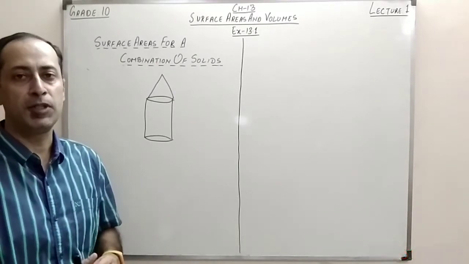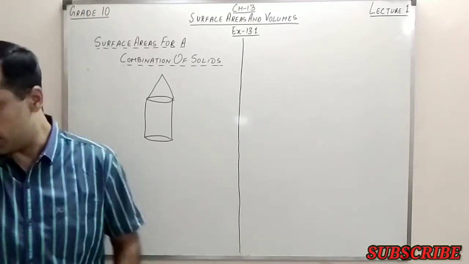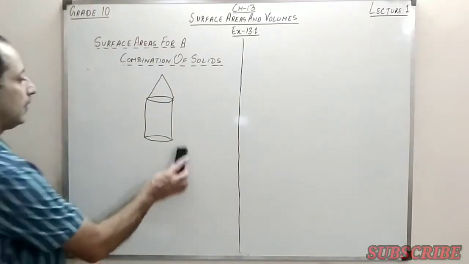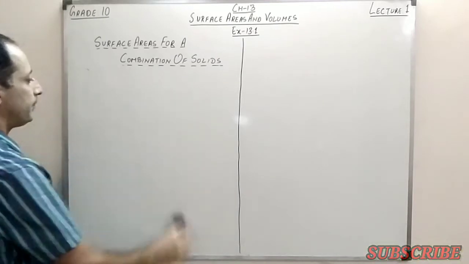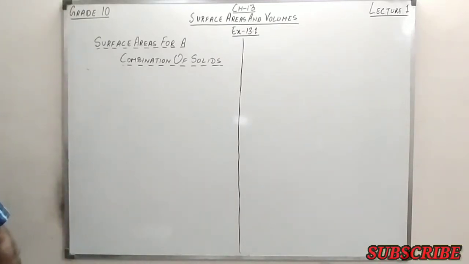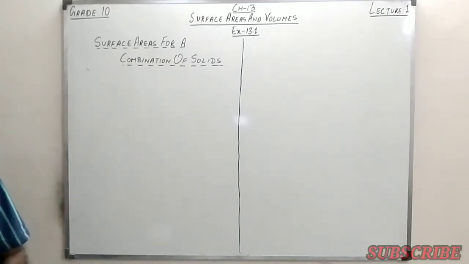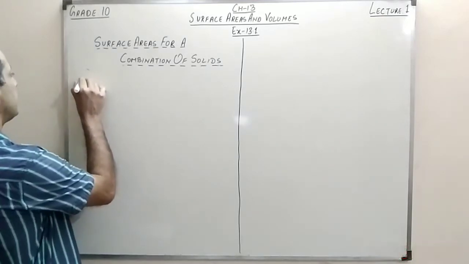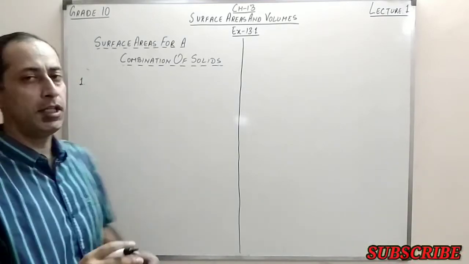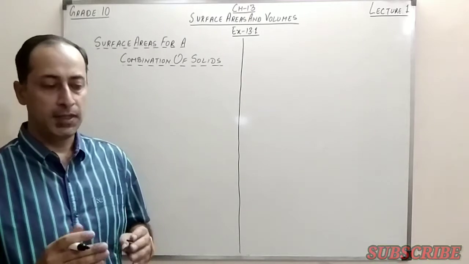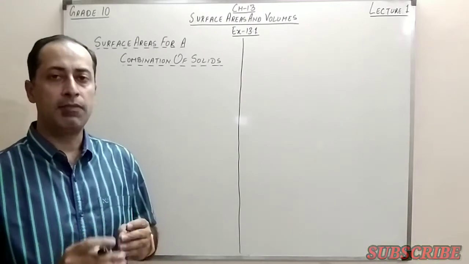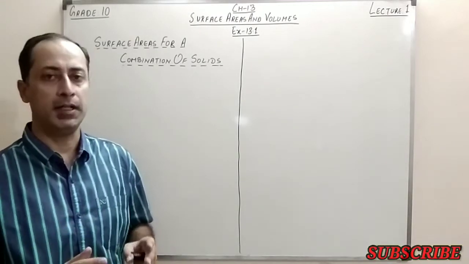So let's start with some of the questions from exercise 13.1. The first question of exercise 13.1 is: two cubes each of volume 64 cm cube are joined end to end. Find the surface area of the resulting cuboid. Now in the first question, what is important is that you have to draw the diagram. If you make a correct diagram, half of the work is done because you know what you have to find here.